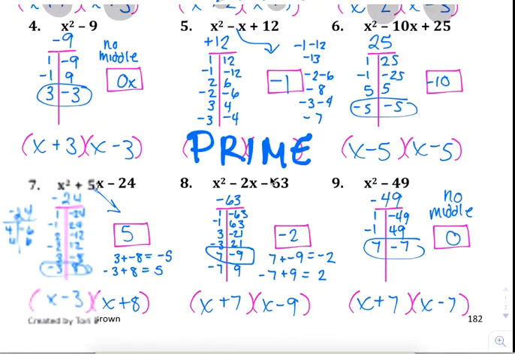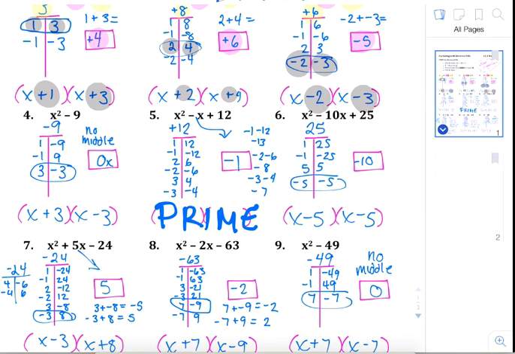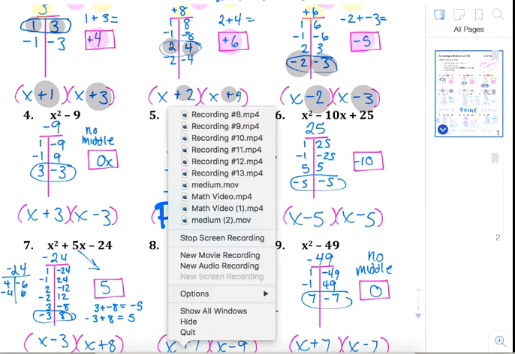That is the end of your notes. I'm going to zoom out in case you missed anything. Go ahead and copy it down. Otherwise, we are done with 12.3. Go ahead and get started on the practice.